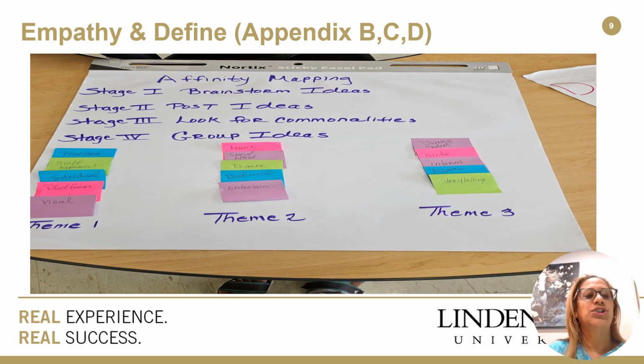The scholar practitioner created an affinity map with stage 1, brainstorming of ideas; stage 2, posting of the ideas; stage 3, look for those commonalities; and stage 4, grouping ideas. After the scholar practitioner developed stages 1 through 4, there were certain themes that came forth when dealing with food insecurities.